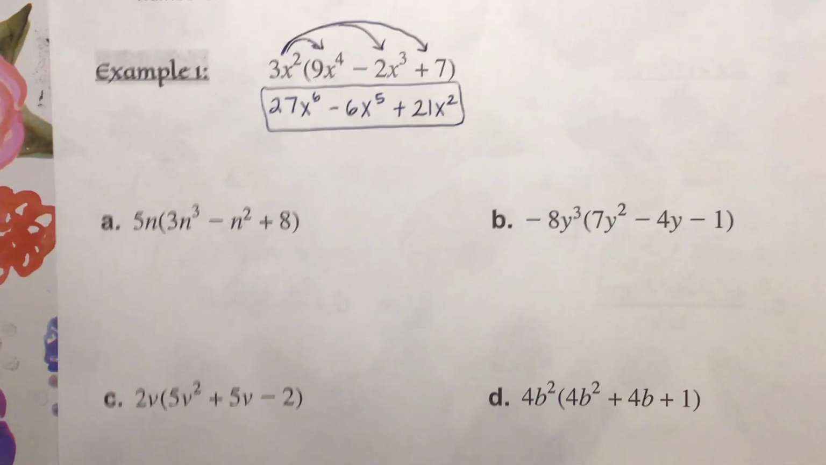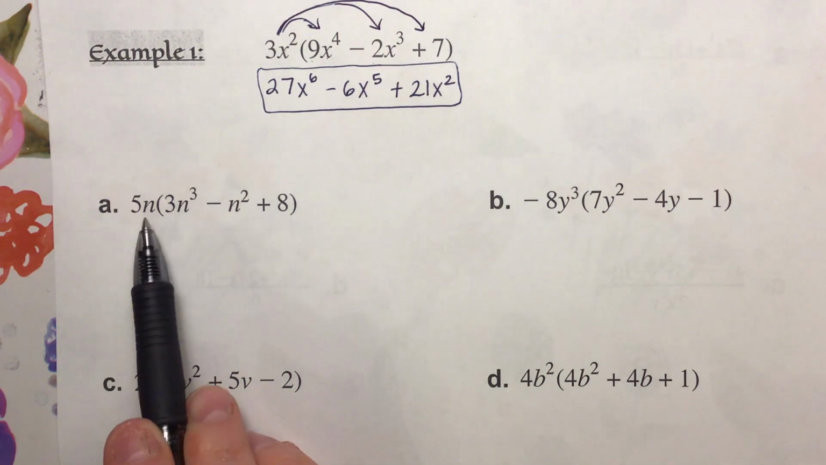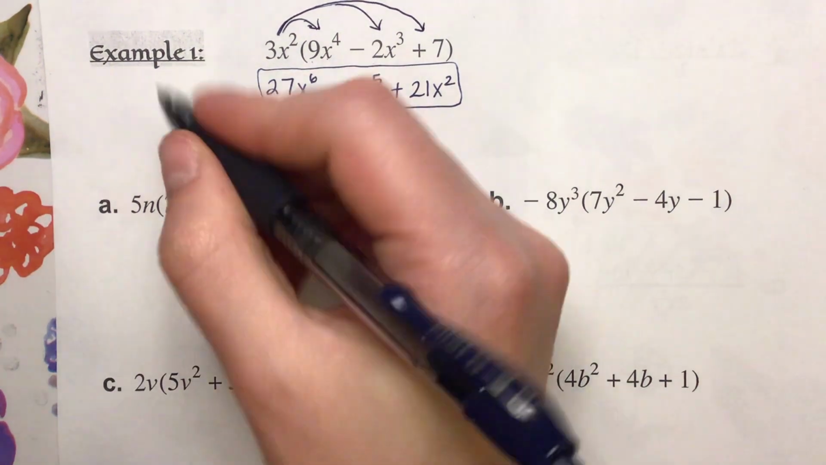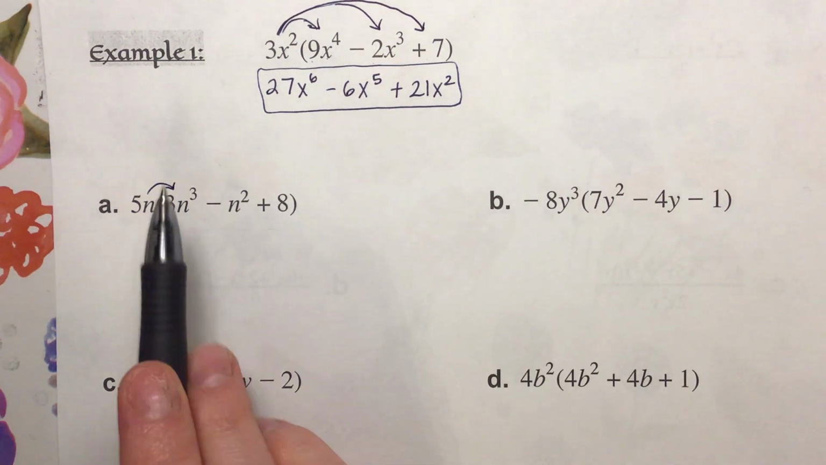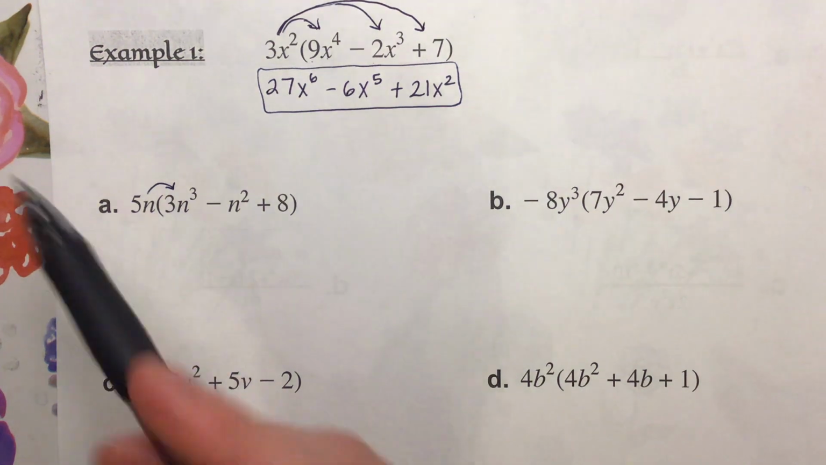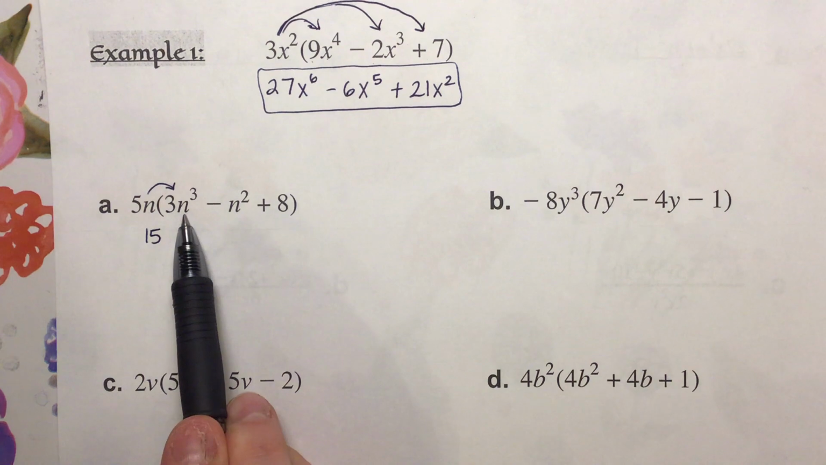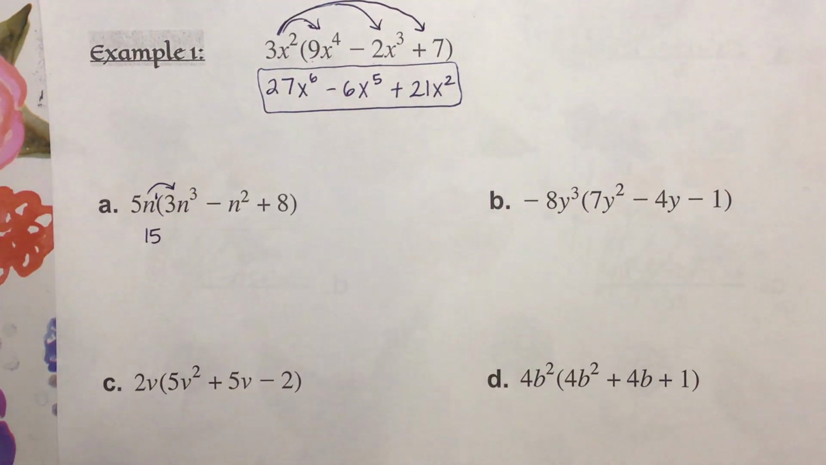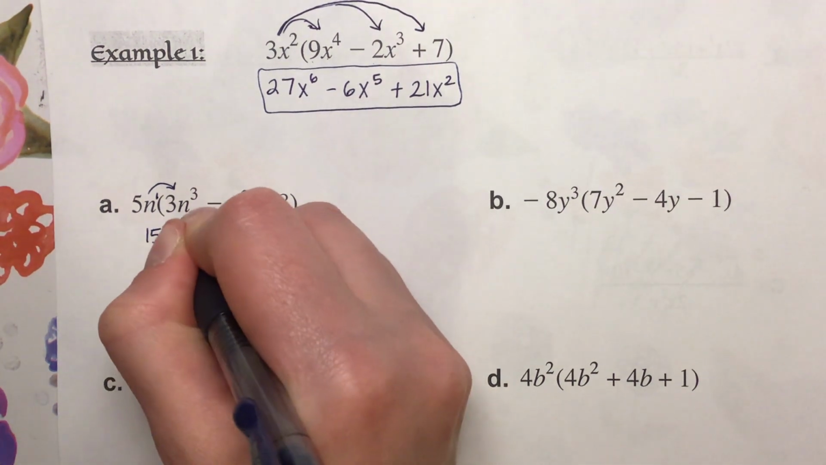All right, continuing on with example A. I am still just distributing this across the parentheses. So what is 5n times 3n cubed? Well, I multiply the coefficients like normal. So 5 times 3 is 15. Then I'm asking myself, what is n times n to the 3rd? If you need to remind yourself that there's an invisible 1 on that n, you can. So n times n to the 3rd is n to the 4th.